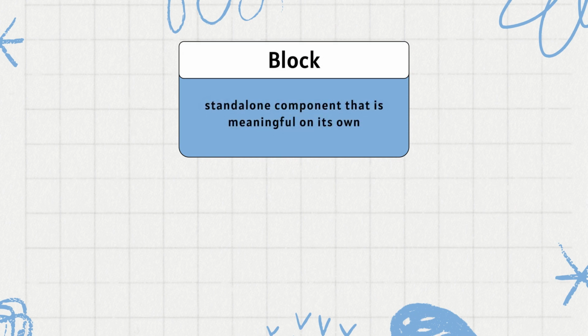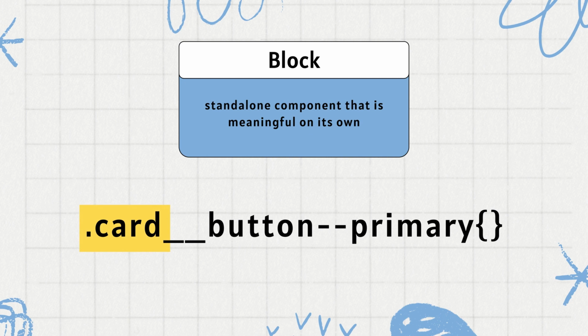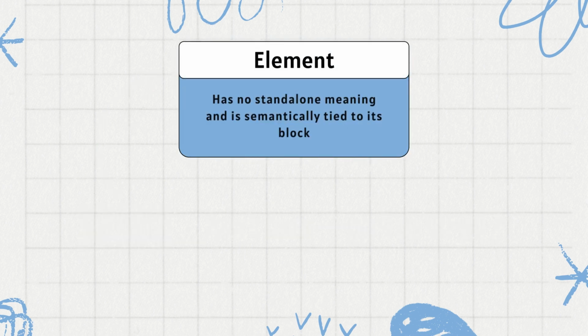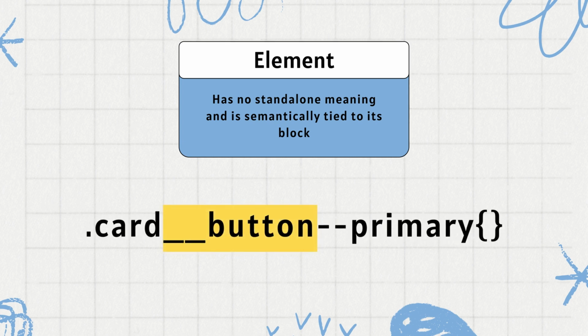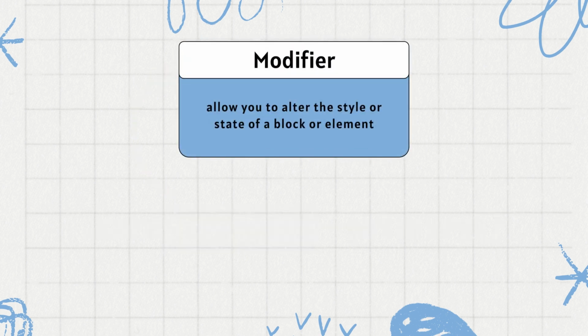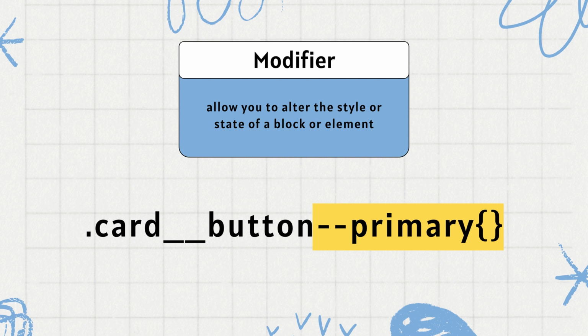A block is a standalone component that is meaningful on its own. It represents a higher level component or a module of your web page. An element is a part of a block that has no standalone meaning and is semantically tied to its block. Elements are always nested inside a block. Finally, a modifier is a flag on a block or element that changes its appearance or behavior. Modifiers allow you to alter the style or state of a block or element without changing its core structure.